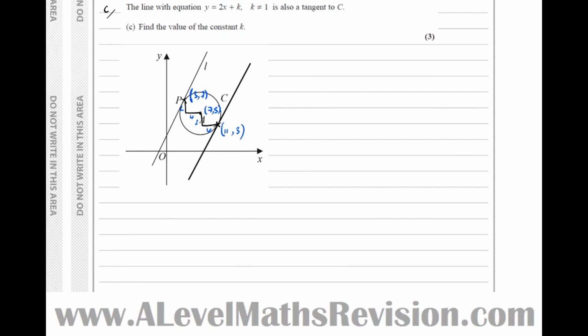So y equals 2x plus k, and sub that point in. So 3 equals 2 lots of 11 plus k, which means that k equals 3 minus 22, which is minus 19. And that's the question answered. So k equals minus 19.